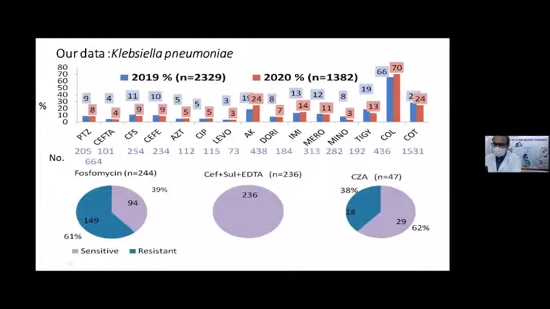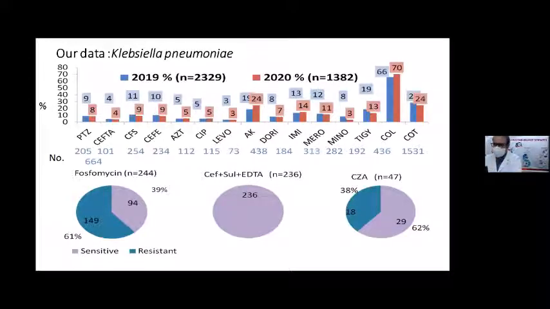As we can see clearly in the slide, here we have 2019 and 2020. 2019 you can see in blue bars, and 2020 you can see in red bars. So this is percentage sensitivity. As you can see, we are at the end of the tunnel. BL-BLI combinations, all the cephalosporins, all the fluoroquinolones, all the aminoglycosides, all the carbapenems are becoming resistant, with the sole exception of colistin, which is not a very good drug to use.